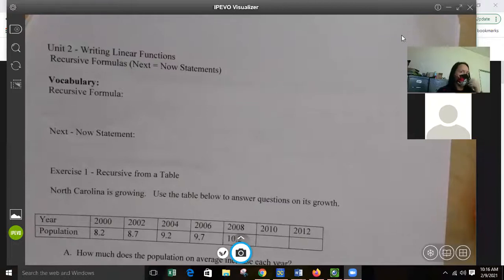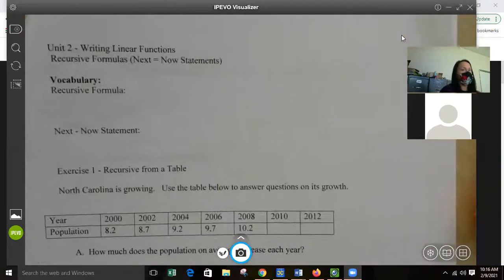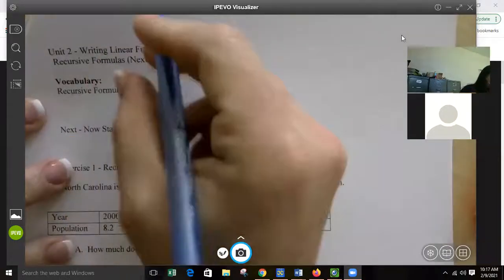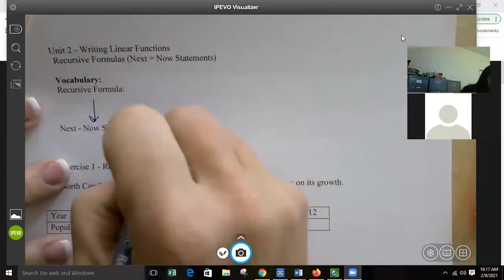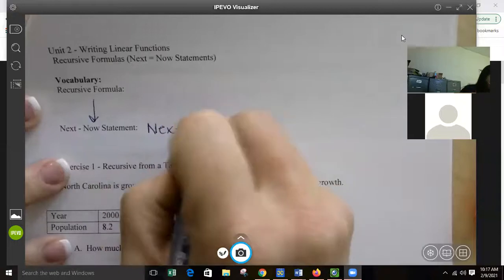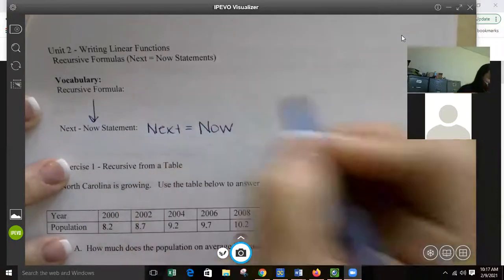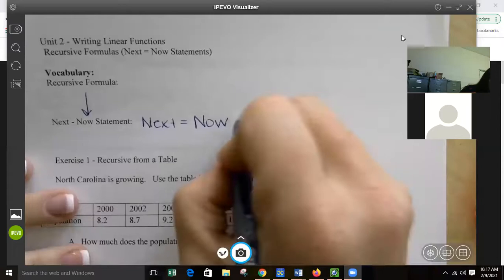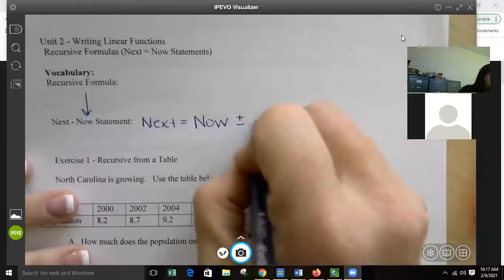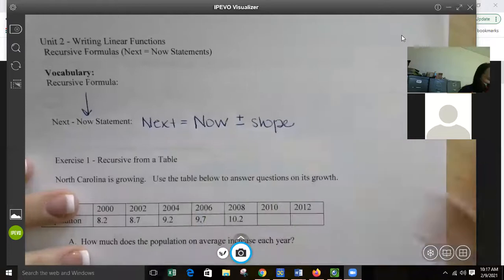We're going to talk about recursive formulas, which are next now statements. And again, these are really, really simple. A recursive formula or a next now statement, these are both the same thing. You're going to write literally next equals now, and you're either going to have plus or minus. It depends on what your slope is. So I'm going to write plus and minus here, your slope.